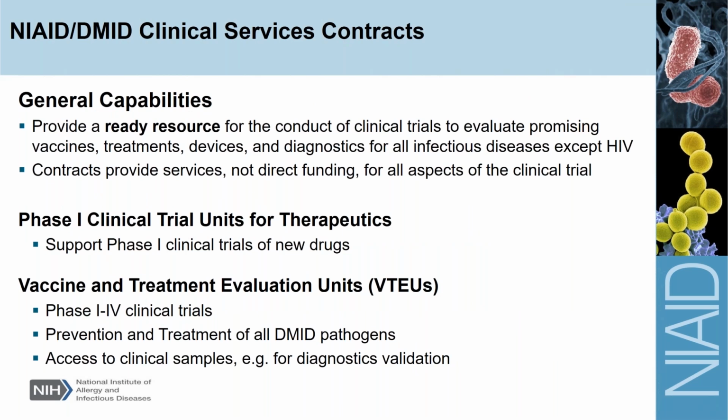So briefly, in addition to the preclinical services that I went into in more detail, I just want to make sure you're aware that we also have contracts available to support clinical studies. And again, just like the preclinical contracts, these are run as established contracts that NIAID pays for, that are in place and there to help with early clinical trials of promising vaccine, therapeutics, or diagnostics. And we have both phase 1 clinical trial units that are focused mainly on phase 1 studies for therapeutics. And then we also have vaccine and treatment evaluation units, which are several contracts lined up for supporting clinical trials, including patient trials as well.